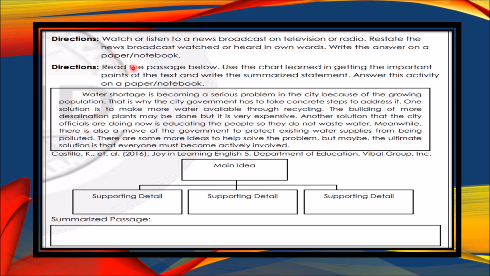Okay? Another direction: read the passage below, use the chart learned in getting the important points of the text, and write the summarized statement. Answer the activity on a paper or your notebook. So let us read all together, okay? Water shortage is becoming a serious problem in the city because of the growing population. Then that is why the city government has to take concrete steps to address it. One solution is to make more water available through recycling.